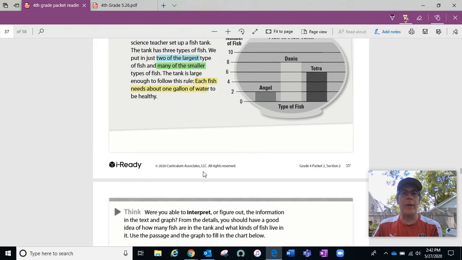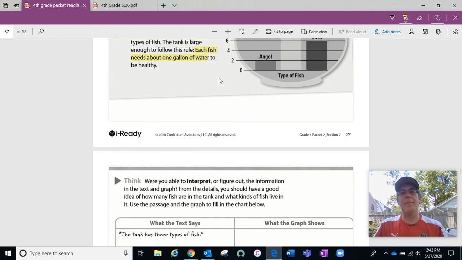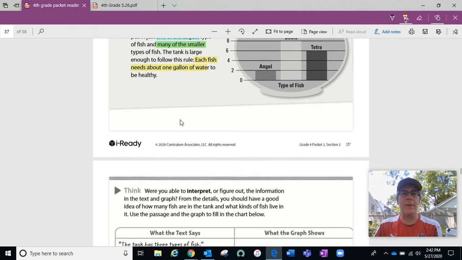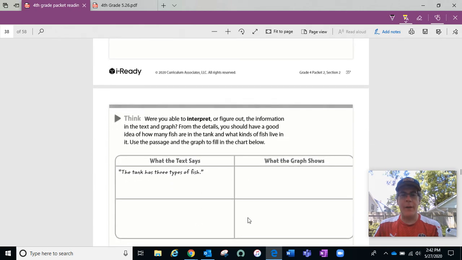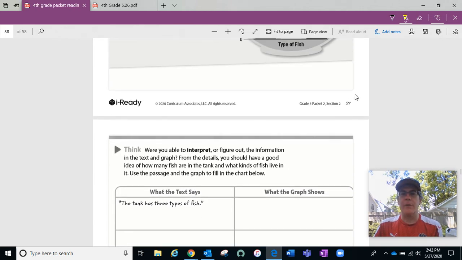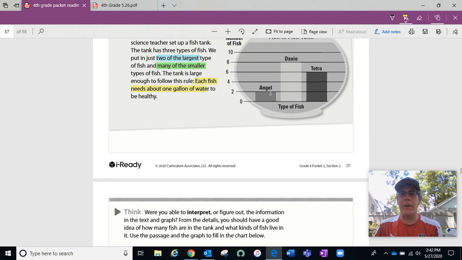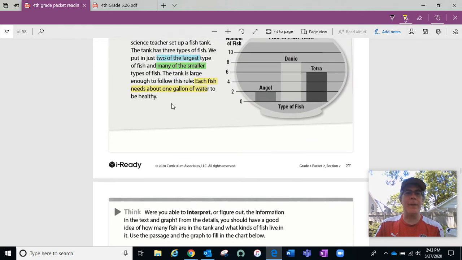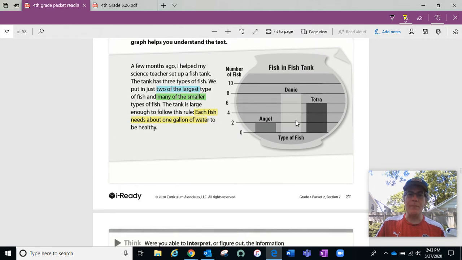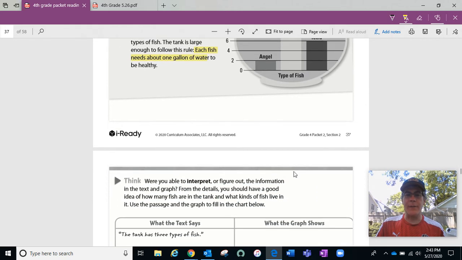And what else does it say? Well, it says a couple things. It says that there's only 2 of the largest fish and many of the smaller fish. So the graph shows us again what numbers there are. We can infer from that which fish are larger and which are smaller. And finally, the text says that each fish needs about 1 gallon of water. So we can find the total number of fish, and we can get an idea of how many gallons of water it is.